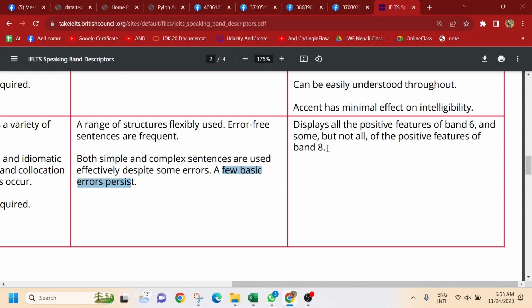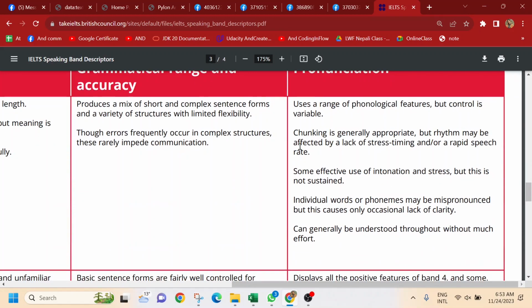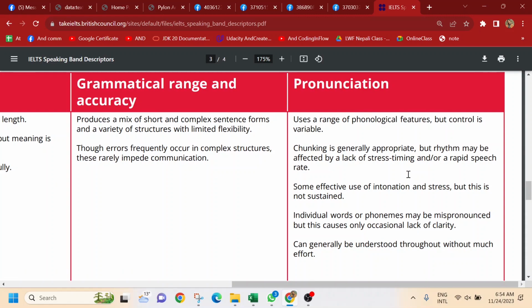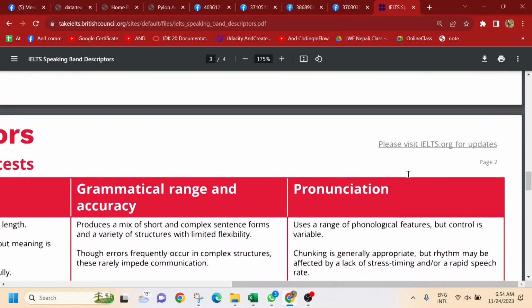And for the pronunciation, you need to have band 6 as well as some features of band 8, so it would be a hybrid of that. So all of these band 6 means your phonological features, so you should care about the vowel and consonant sounds with the stresses, and speaking while enjoying every word that you speak.